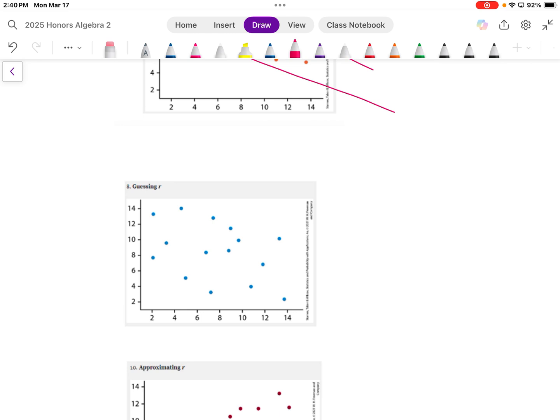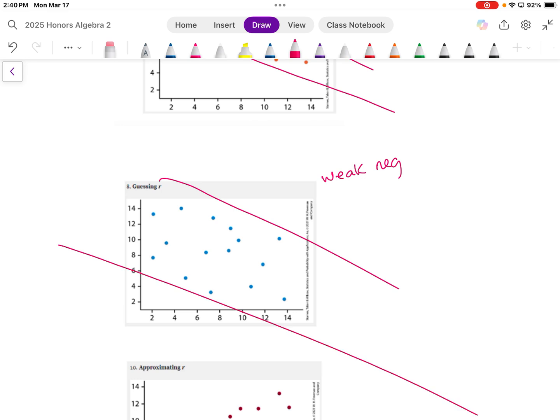Yeah, I'd definitely say it's a weak negative. Okay, definitely a weak negative. So if they gave me numbers to look at, I'm probably looking at a negative 0.3 to maybe a negative 0.5. Somewhere between those is what I would say is okay.